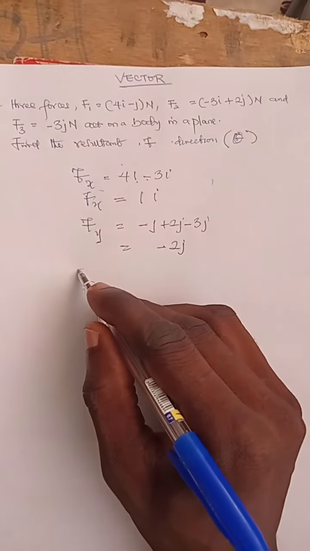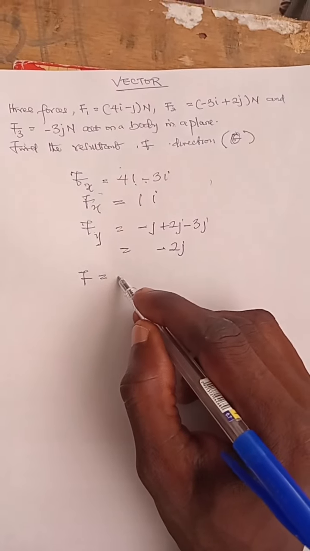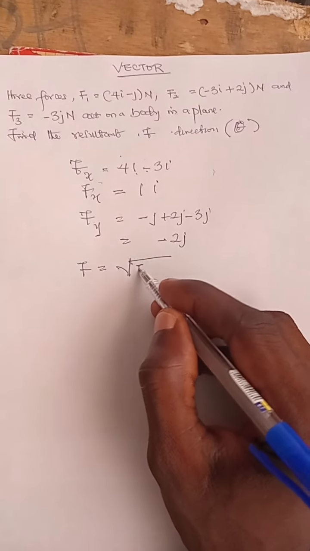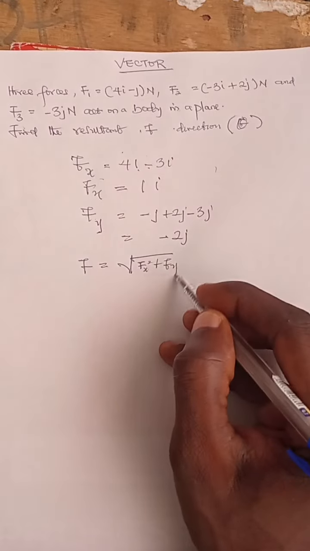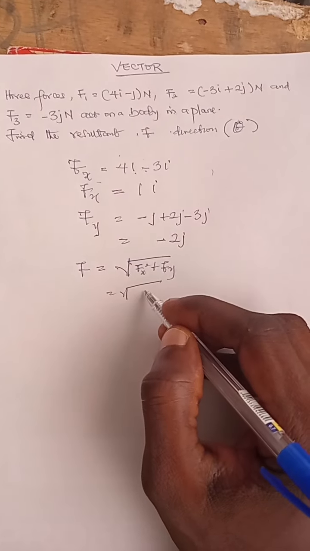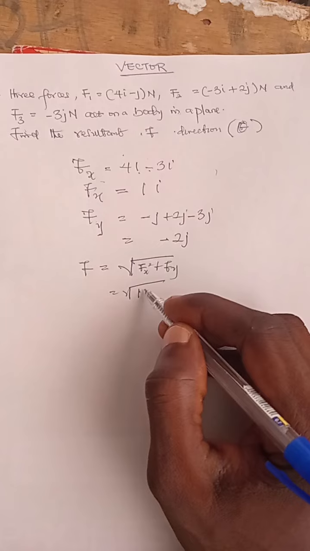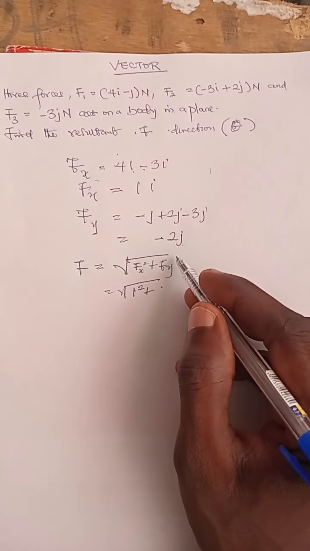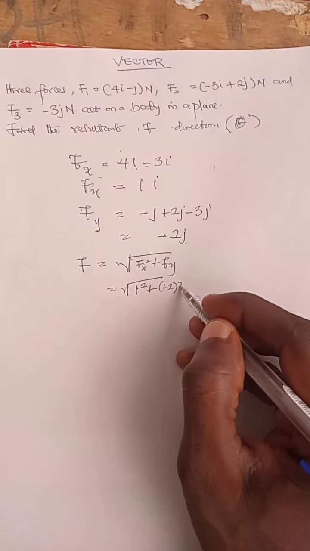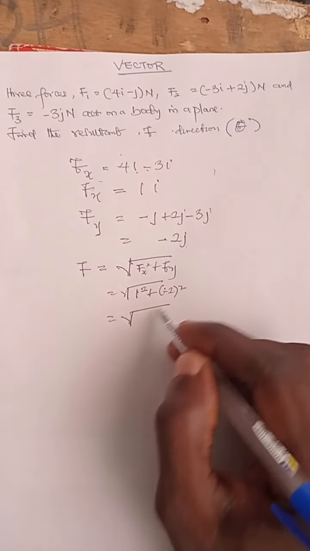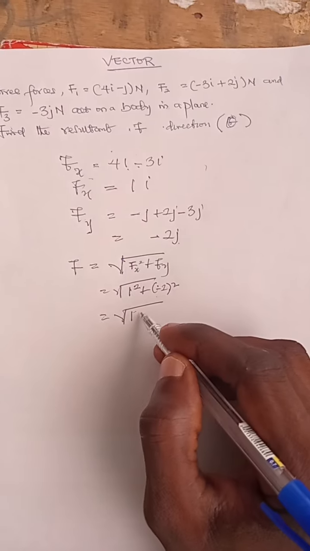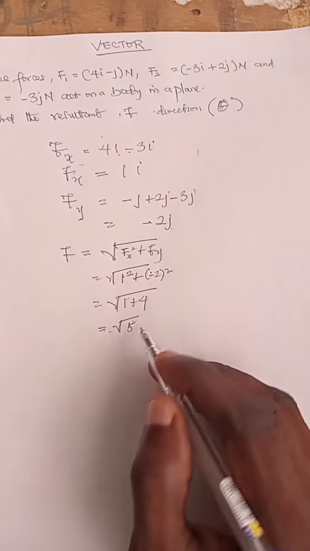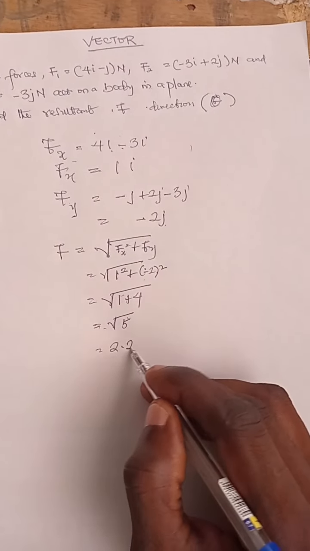Now to find the resultant force, the resultant will be the square root of Fx squared plus Fy squared. The coefficient of i here is 1. Then for j, the coefficient is minus 2, so that's minus 2 squared. So that equals 1 plus 4, which is the square root of 5. Then we have 2.23.